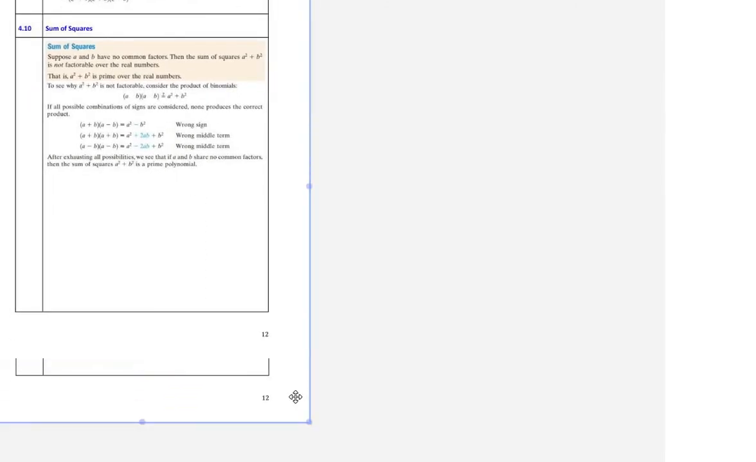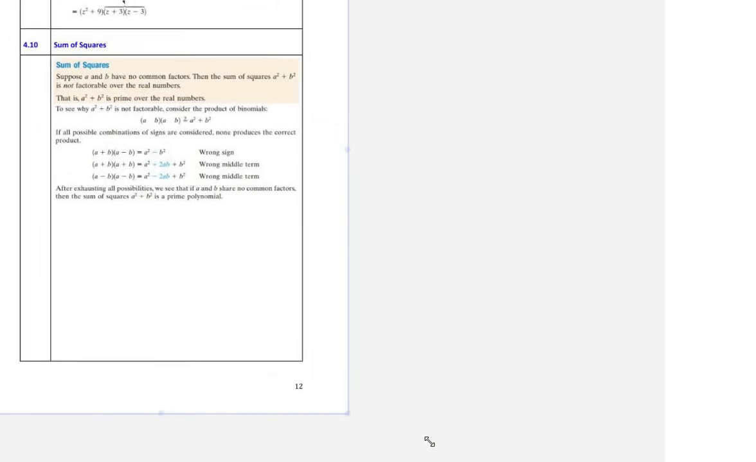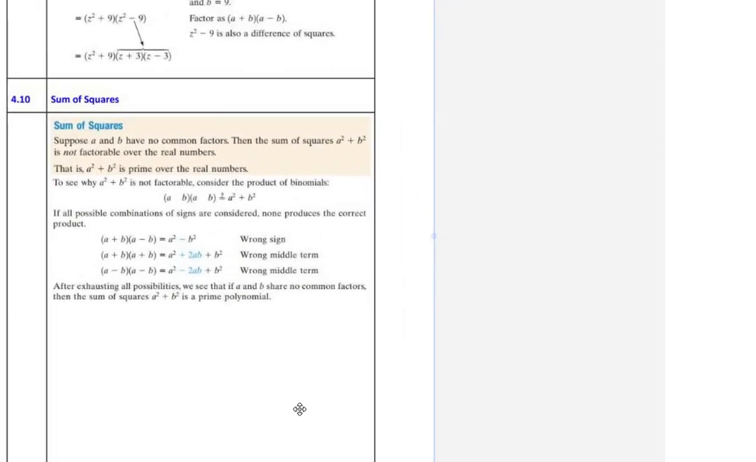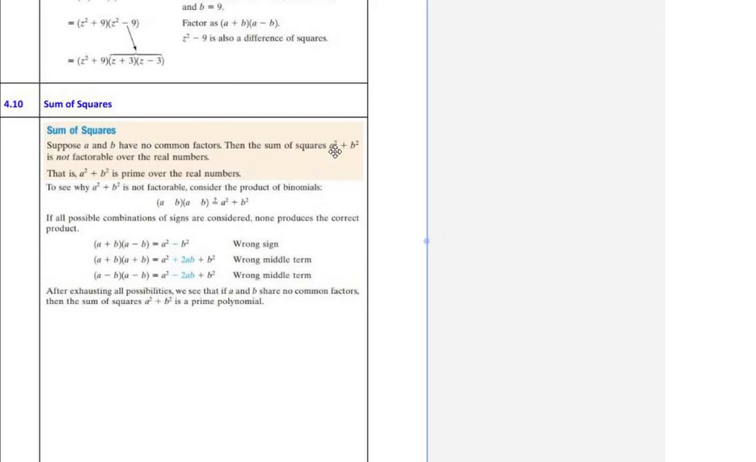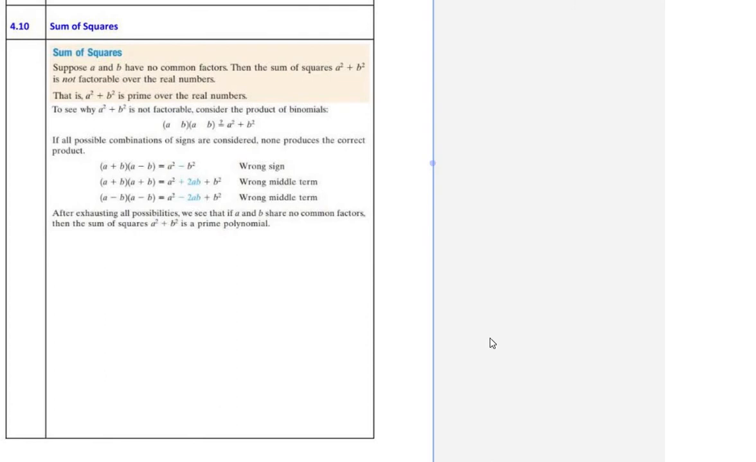Now when we have the sum of squares, that's a different story. That means we have a square plus a square. And then in the real number system or the rational number system, we cannot factorize the sum of two squares. You will see later that we can factorize them as complex numbers. This is important to look out for.